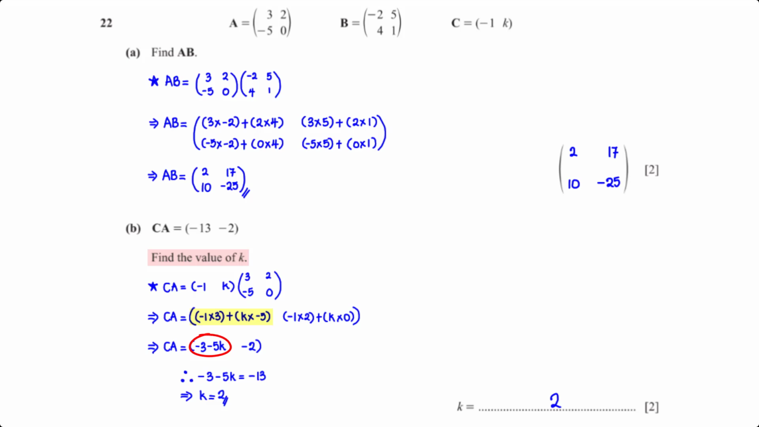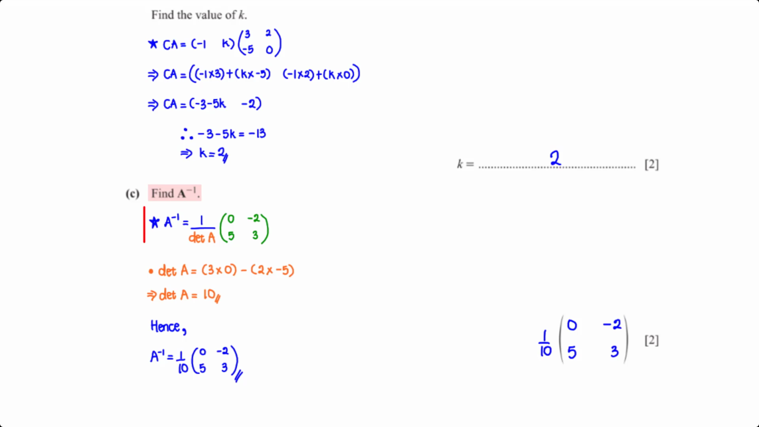This gives us negative 3 minus 5k. To get the number in this position, we multiply the elements in row 1 of matrix C with the elements in column 2 of matrix A. This gives us negative 2. When we compare what we have with what was given in the question, we see that negative 3 minus 5k should be equal to negative 13. When we make k the subject, we get k equals 2.